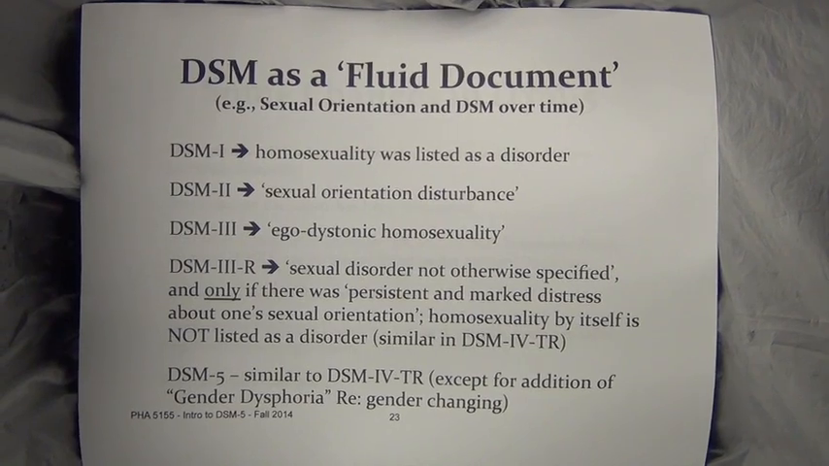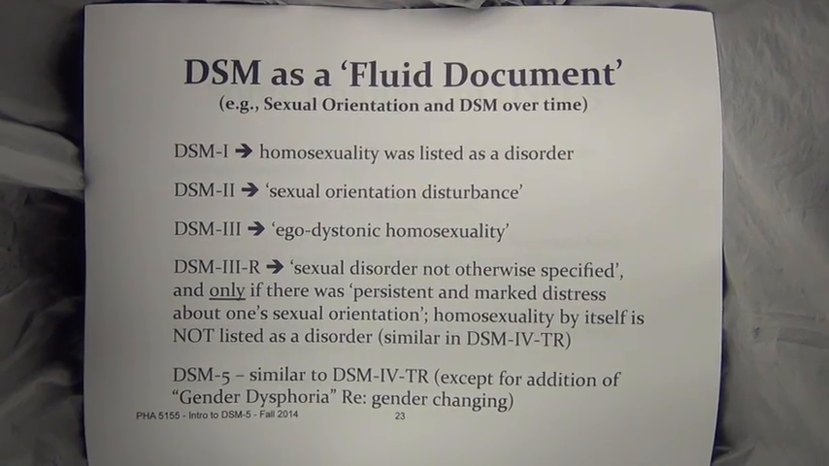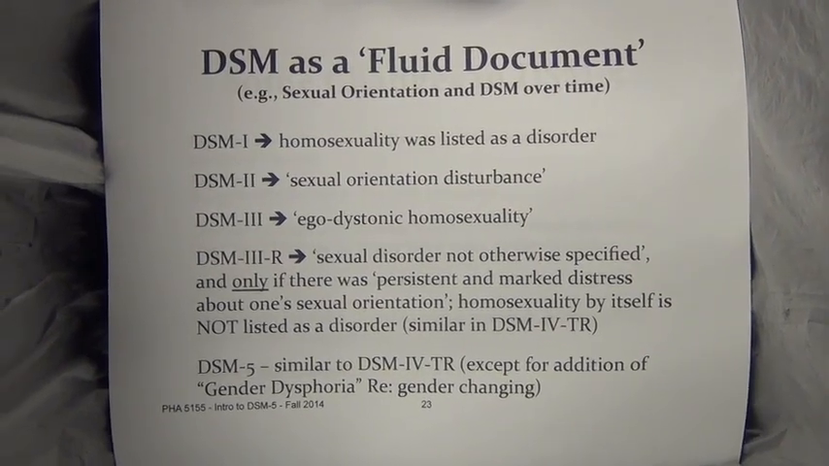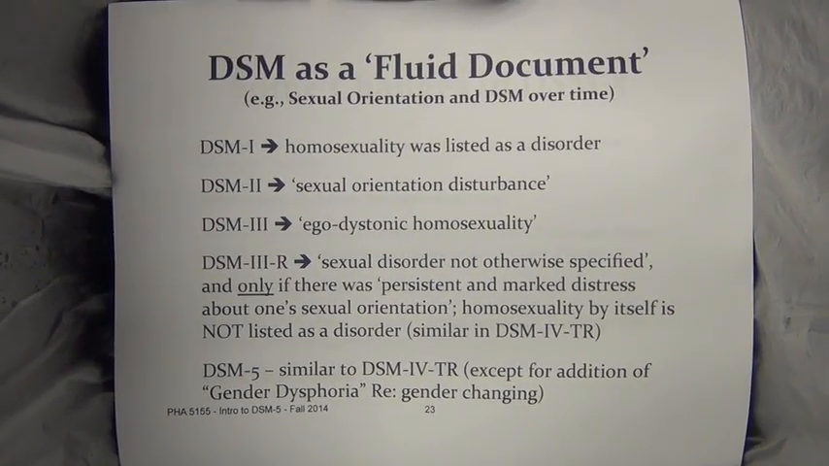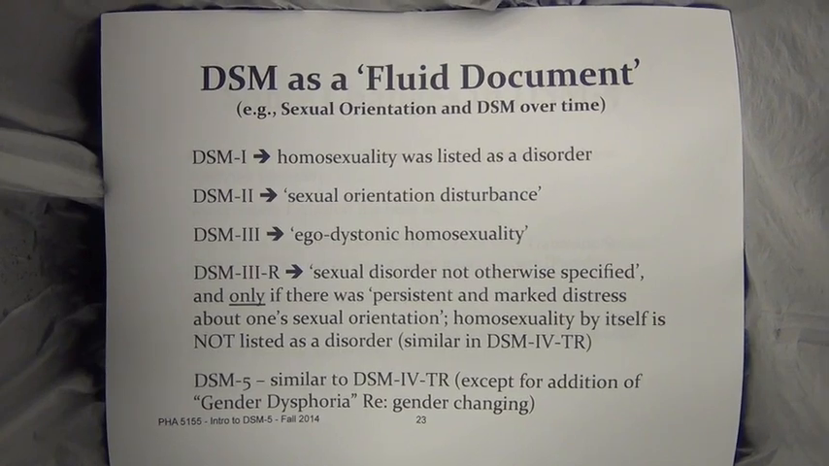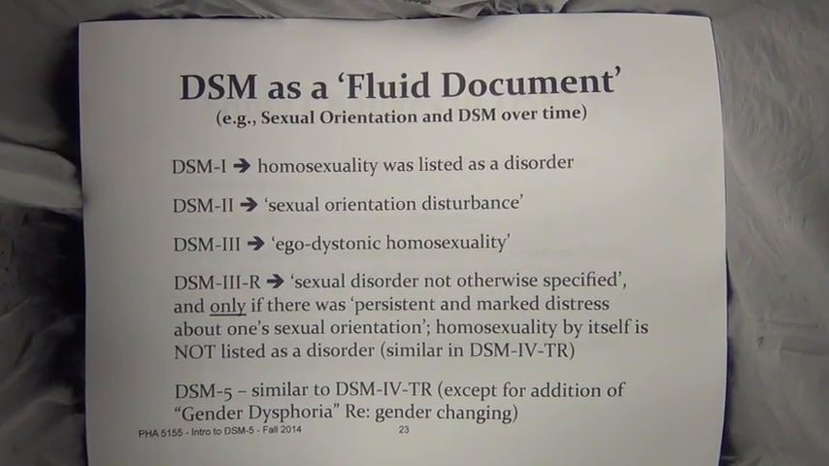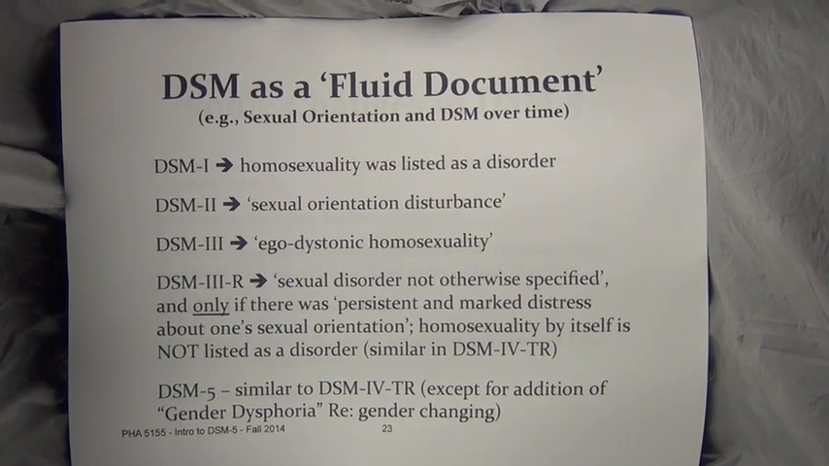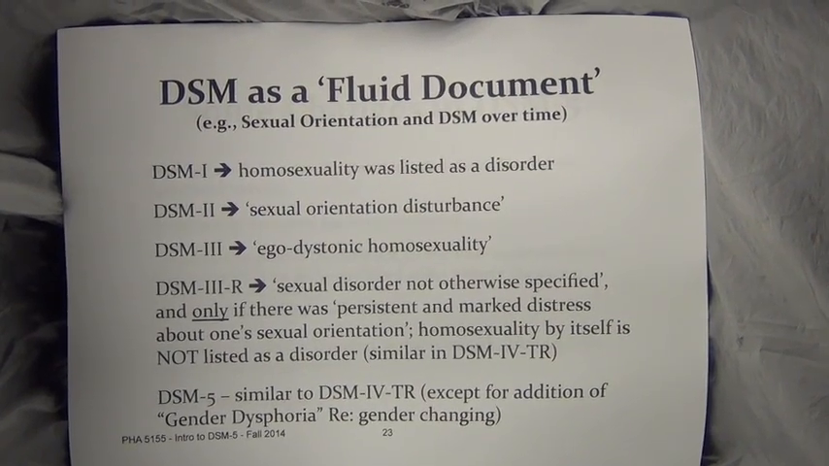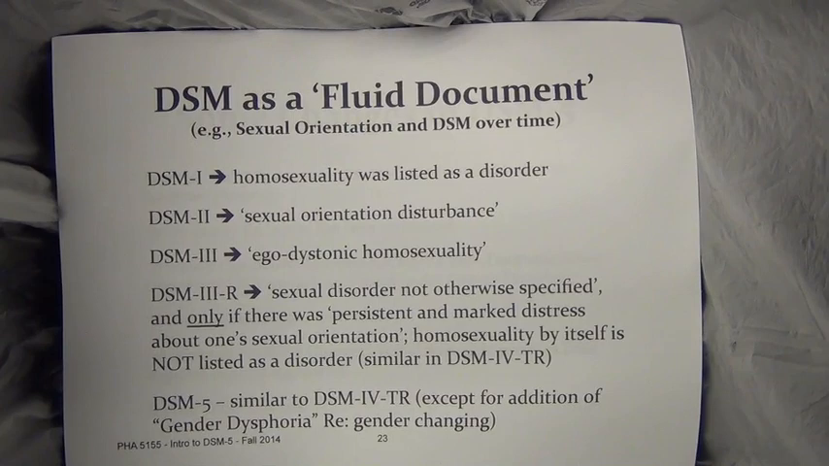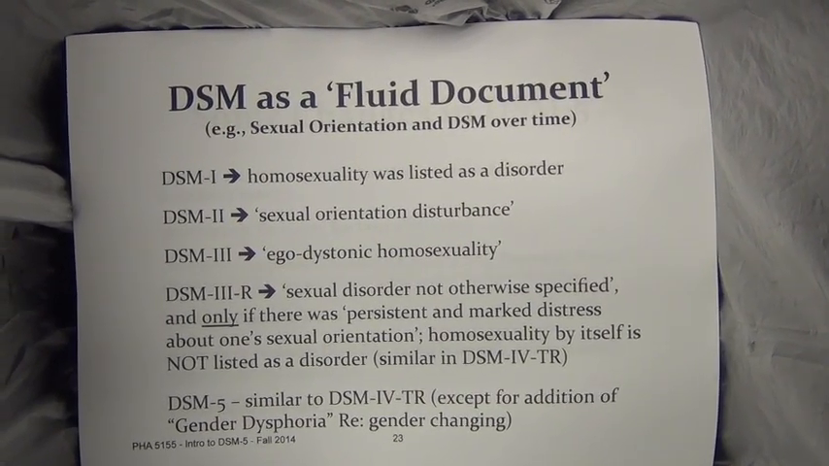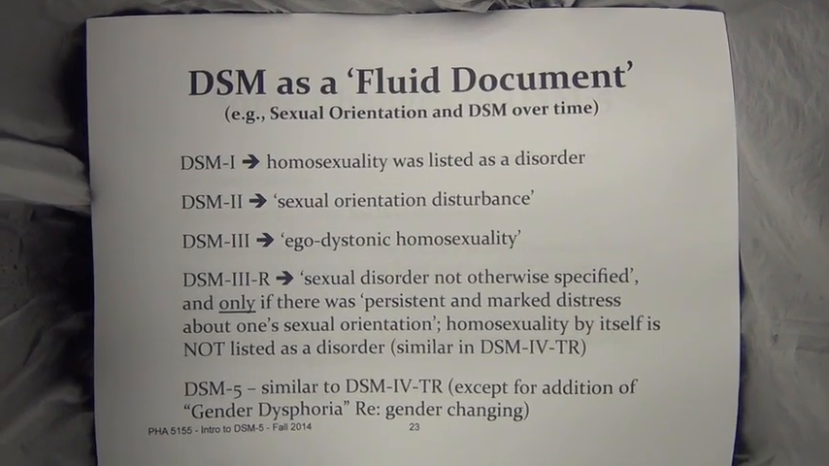In DSM-2, there was a sexual orientation disturbance. In DSM-3, they created something called ego-dystonic homosexuality disorder. It was later revised so that sexual disorder not otherwise specified was met only if there was a persistent marked distress about one's sexual orientation.